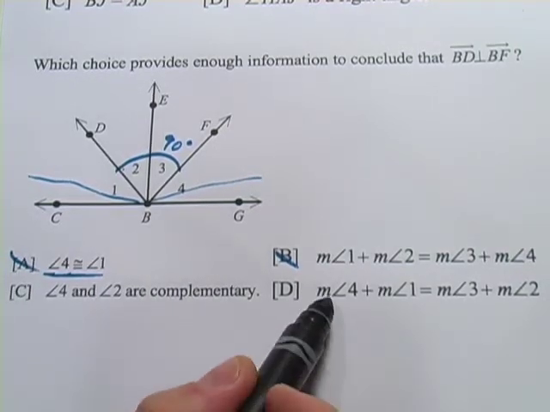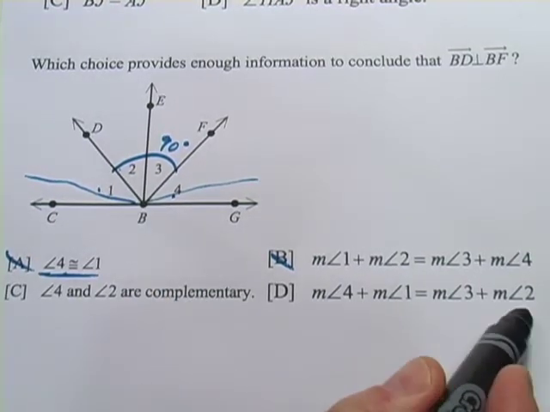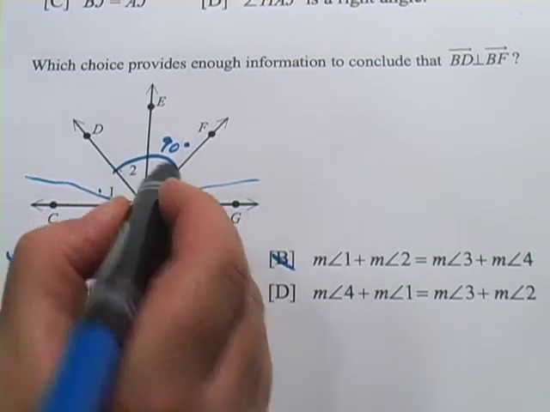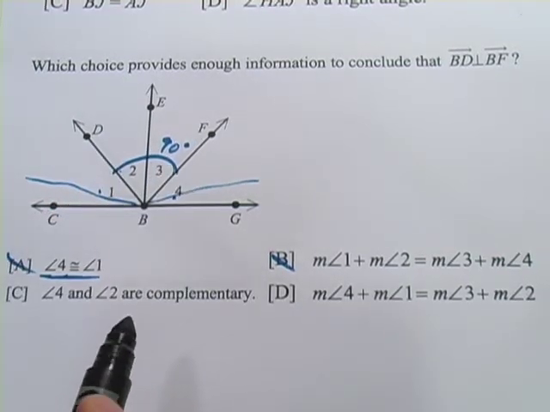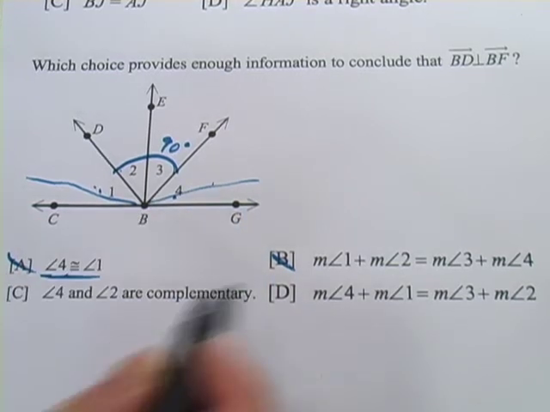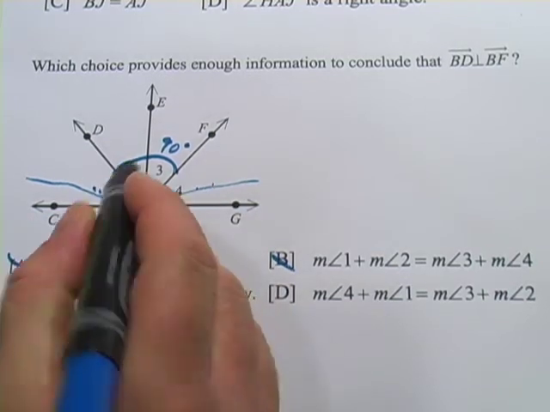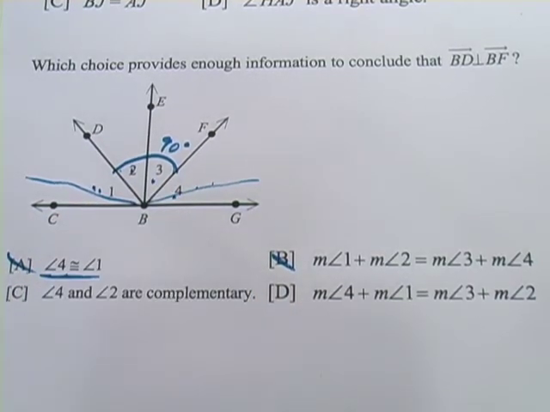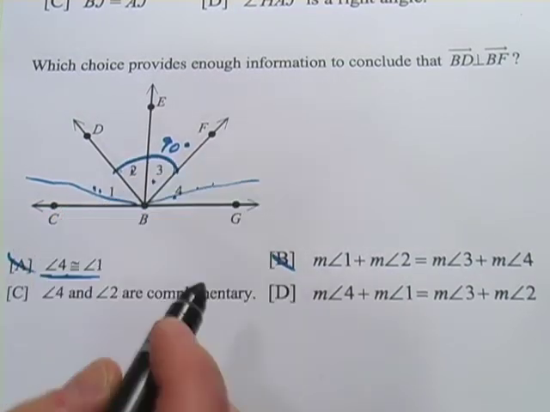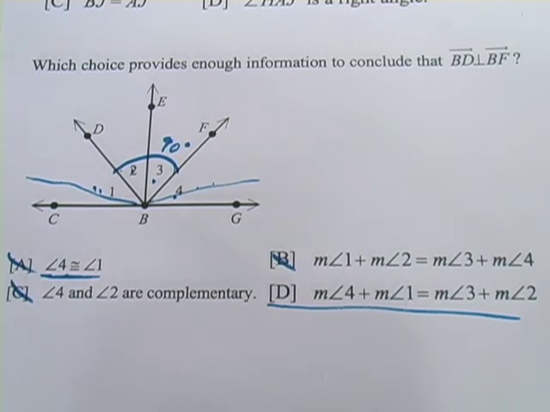Let's look at one more. The measure of angle 4 plus the measure of angle 1 equals the measure of angle 3 plus the measure of angle 2. So the way I like to think about this is all of them, 1, 2, 3, and 4, equal 180 degrees. If 1 and 4 equal 3 and 2, then they have to be half of that. So these two add up to 90, and these two add up to 90, and that's what we're looking for, these two to add up to 90. So it looks like D is going to be our answer there. So those are a couple of problems dealing with perpendicular lines.